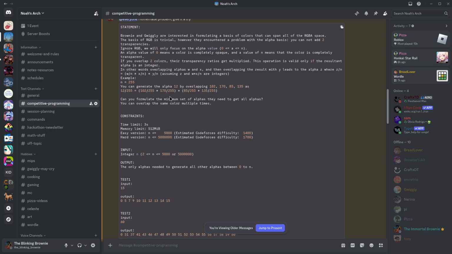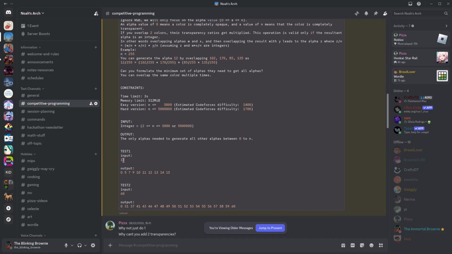So can you formulate the minimum set of alphas they need to get all alphas? You can overlap the same color multiple times. So this is an example. Input 15, you just need these 10 values to get the remaining 5, which are 2, 3, 4, 6, and 8. You can get them from these values.